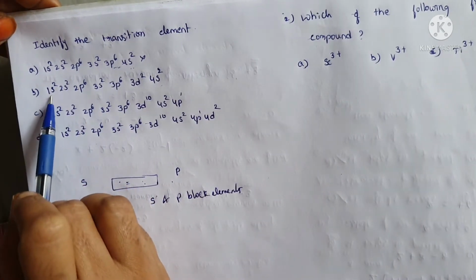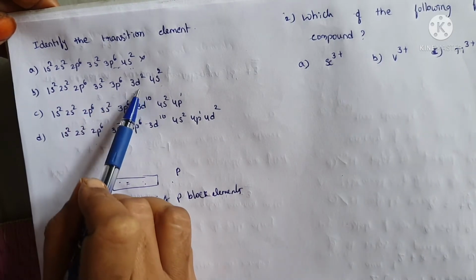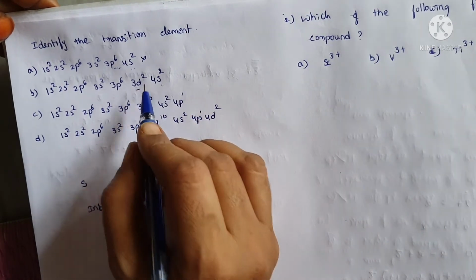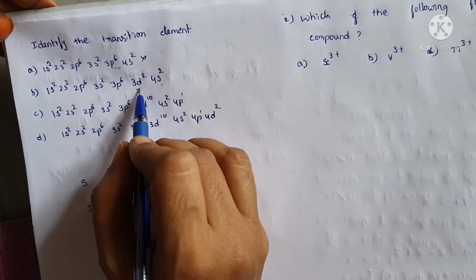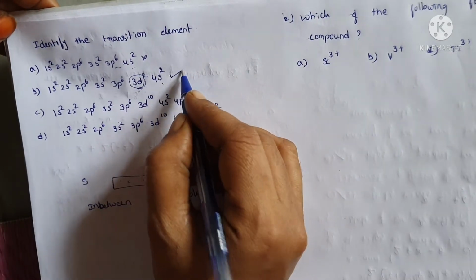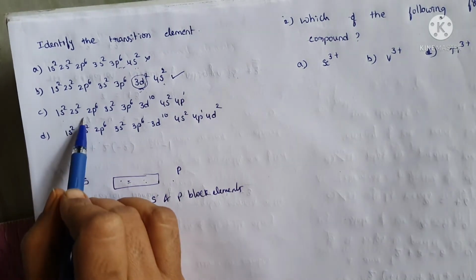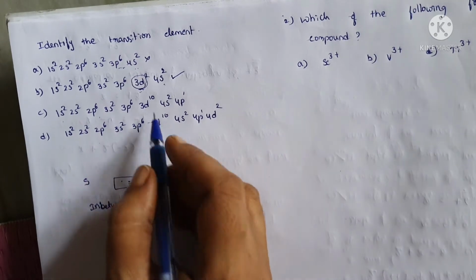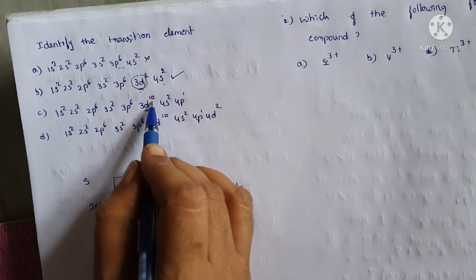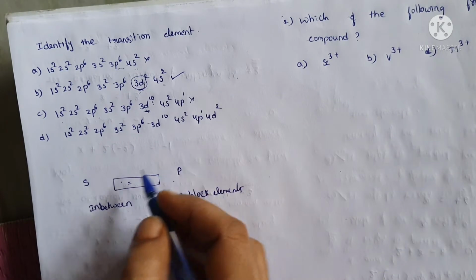And whenever we are checking option B, 1s2, 2s2, 2p6, 3s2, 3p6, 3d2 and 4s2. This option is correct because the newly entered electron enters into the d block. So option B is correct. We will go to option C also. 1s2, 2s2, 2p6, 3s2, 3p6, and here also there is d orbital, but it is completely filled with electrons, so it is not a transition element.